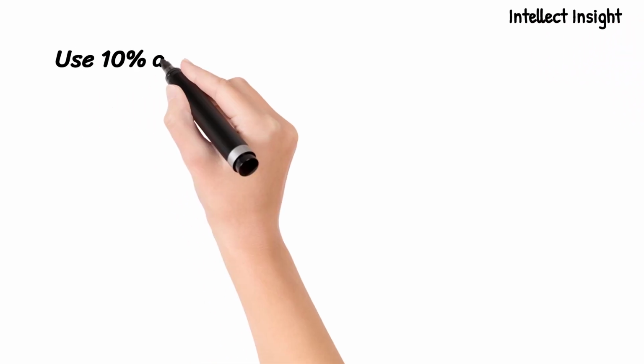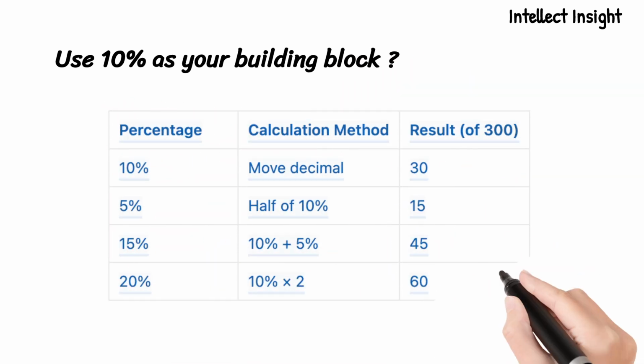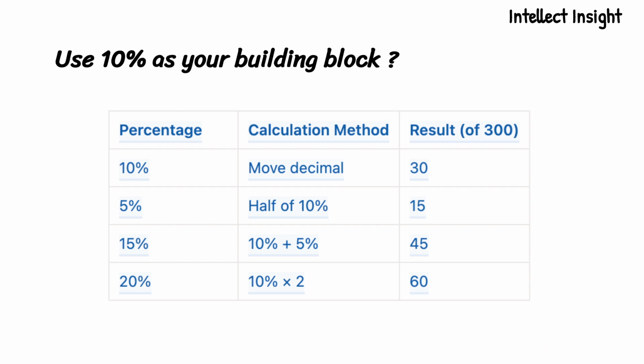Trick 2. Use 10% as your building block. Means using 10% to find 5%, 15% and 20%. Now, let's say if you want to find 10% of 300, then it will be 30 as we have discussed earlier. Now, if you want to calculate 5% of 300, then you have already got an answer for 10% of 300 which was 30. Now you just need to divide by 2, so it will be 15 because half of 10% will be 5%, and if you divide 30 by 2 it will be 15.